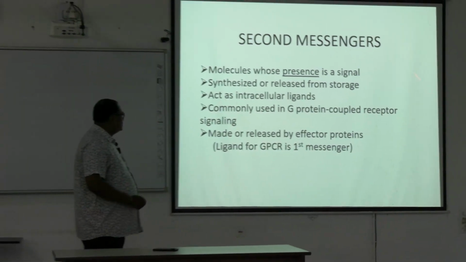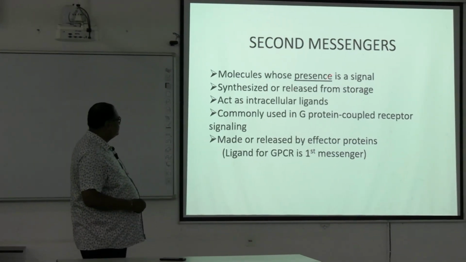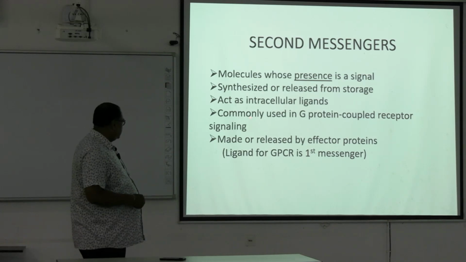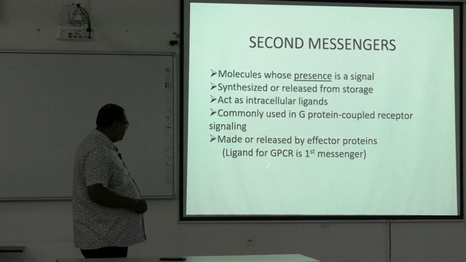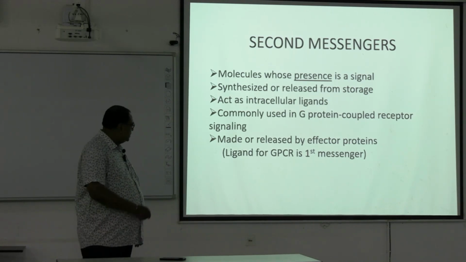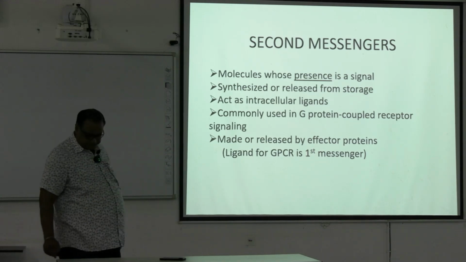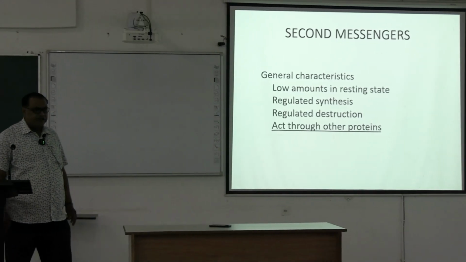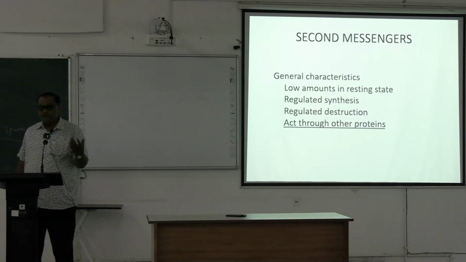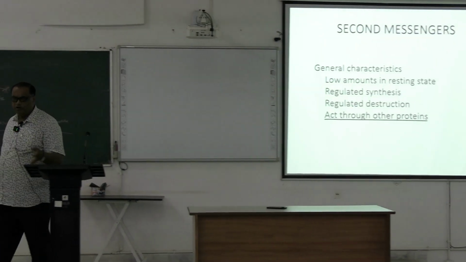Now, we come to second messengers, those that present a signal, are synthesized, released from storage, and act as intracellular ligands. They commonly use a G protein coupled receptor, and the signaling is made or released by effector proteins. The ligand for a GPCR is the first messenger. Now, the features of second messengers.